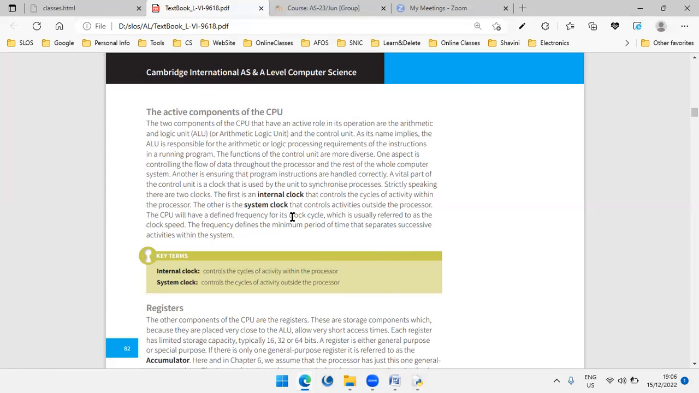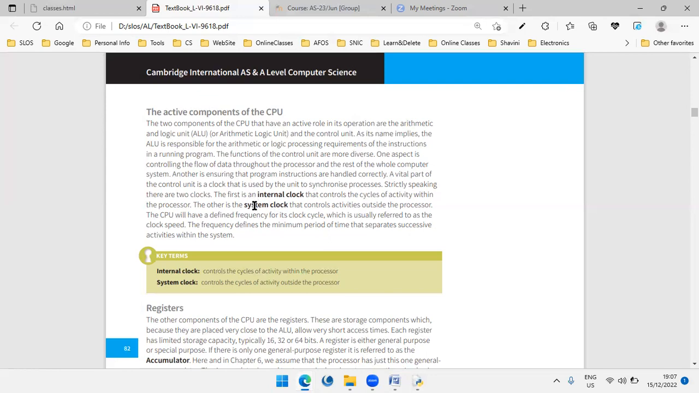The other is the system clock. System is the whole computer that controls activities outside the processor. So it's very important that at this moment you put a lock into the clock so that you will remember which clock is which. So internal clock, imagine that we are learning about the CPU now. So it's in the CPU.